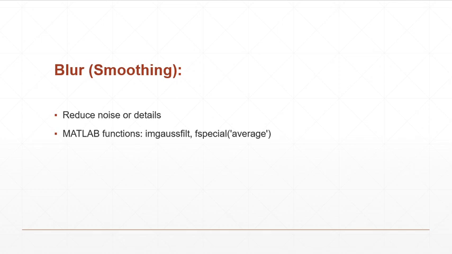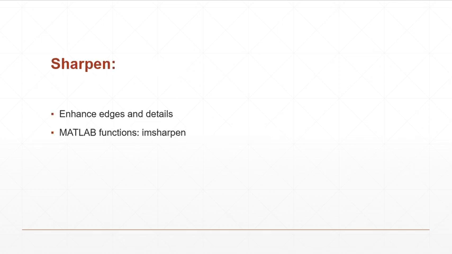Blur makes an image smoother by averaging pixels. In MATLAB, we can use imgaussfilt for Gaussian blur or fspecial average for average filtering. Sharpening emphasizes edges and makes details more visible. MATLAB has the built-in function imsharpen for this purpose.